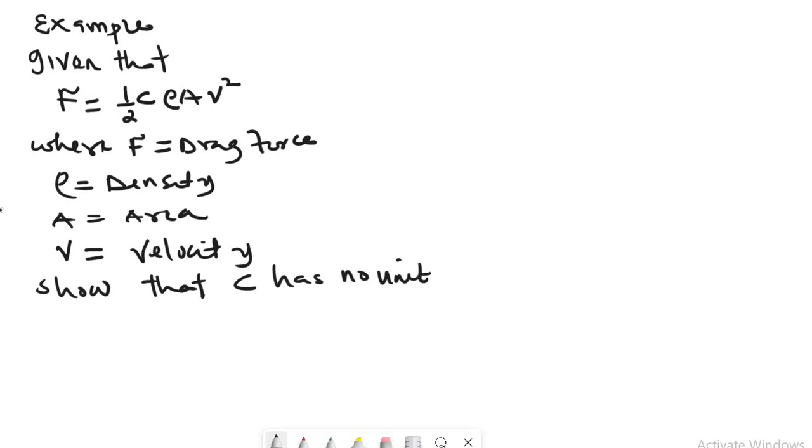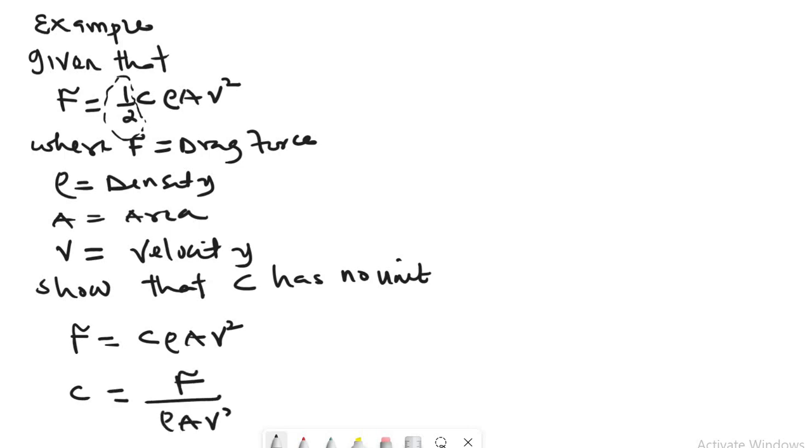Okay. Since you are looking for C, let's make C the subject of the formula. When you are dealing with unit of physical quantity, number has no business there. Take away the number. So at the end of the day, we have F equal to C density area V square. Make C the subject of the formula. That will be force over density area V square. We have to show that C has no unit. Force is MA, kilogram meter per second square.